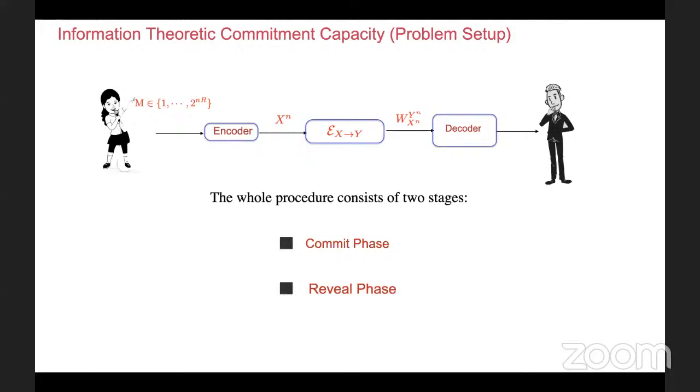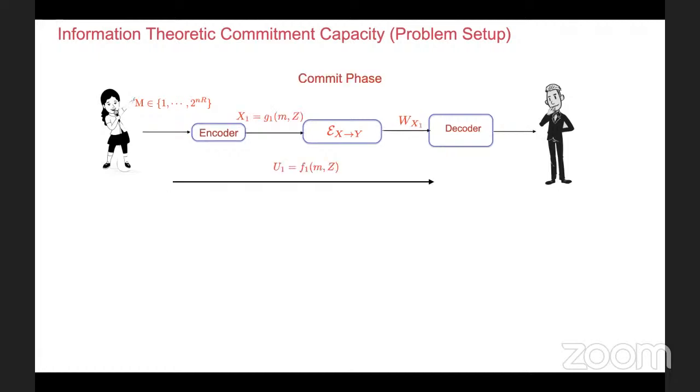But before that, let me tell you the whole scenario here once again. For the commitment scheme, there are two steps. The first step is the commit phase, and the next phase is the reveal phase. In the commit phase, suppose Alice wants to send some message M, which is chosen uniformly. Depending upon what message she wants to send and her private randomness, she applies some function to her message M and her private randomness, and then she communicates it over the channel to Bob.